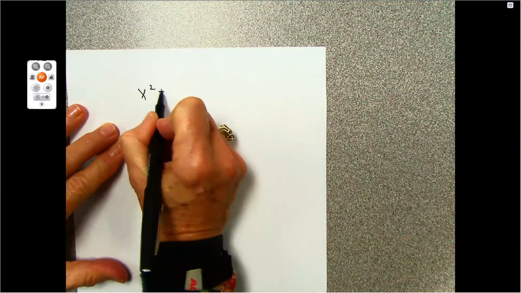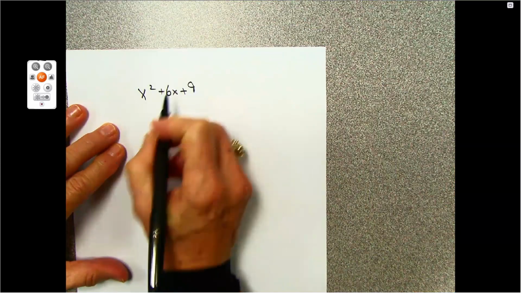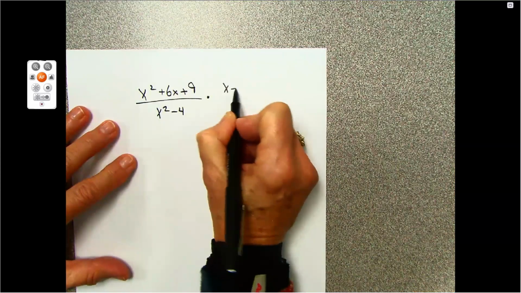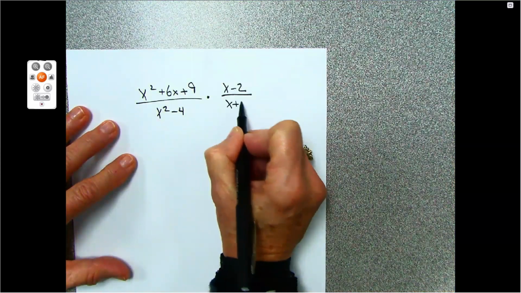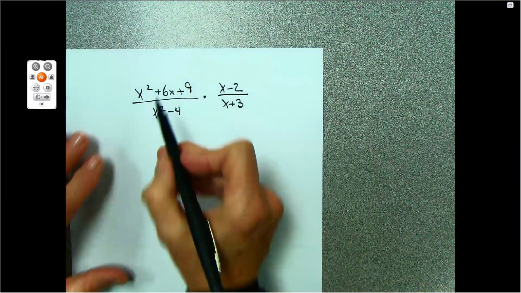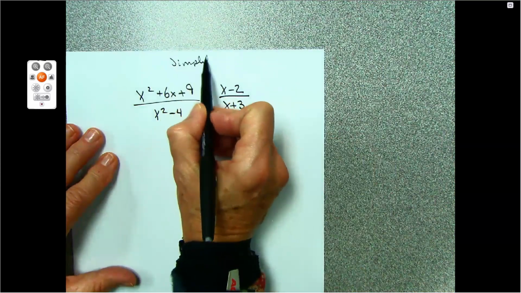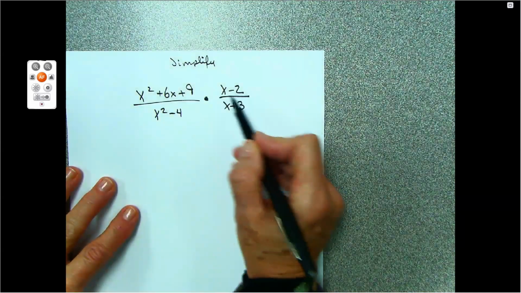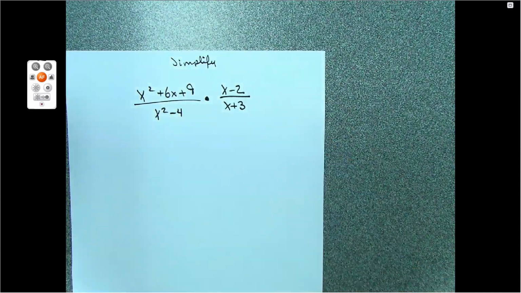Simplify x squared plus 6x plus 9 divided by x squared minus 4 times x minus 2 over x plus 3. And simplify. Well, to simplify, we know we need to factor. And then we can look for other names for 1. It has to be factored. Here we're adding terms and we're multiplying, but we're adding some and subtracting some terms in the numerator and the denominator. It has to be all factored.